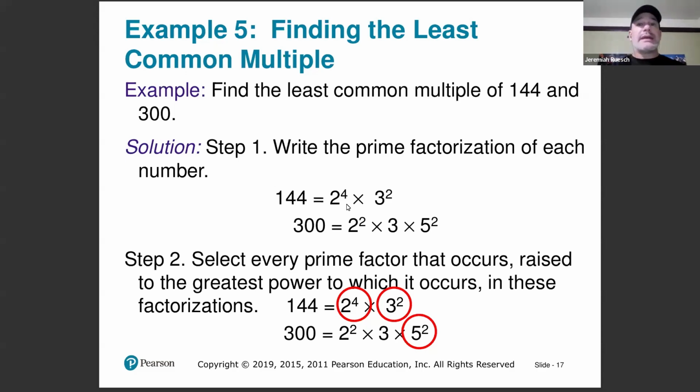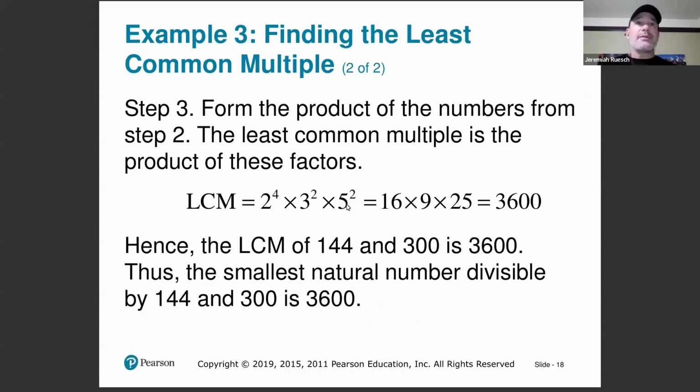And so we're going to take each of these elements together and form the product: 2 to the fourth times 3 squared times 5 squared is 16 times 9 times 25. And so the least common multiple of 144 and 300 is 3600. In other words, that is the smallest number that both 144 and 300 will go into evenly.